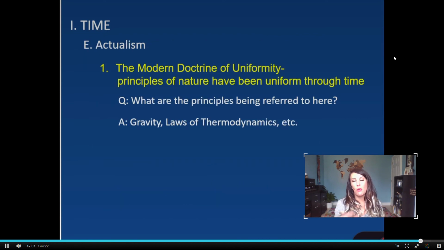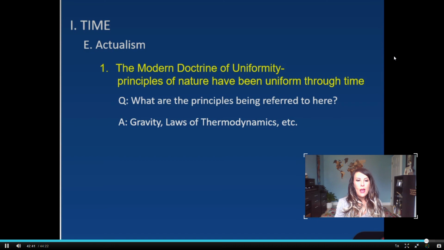So in modern day, when we discuss and describe geology, we're focusing on something that's called actualism. And so the idea that principles of nature have been uniform through time. And the principles of nature that we're referring to include gravity, laws of thermodynamics, etc. So the idea is when we're looking at 4.6 billion years of time, we're saying that there's always been gravity. There's always been laws of thermodynamics.